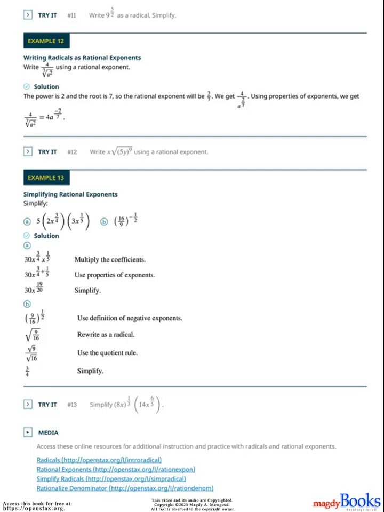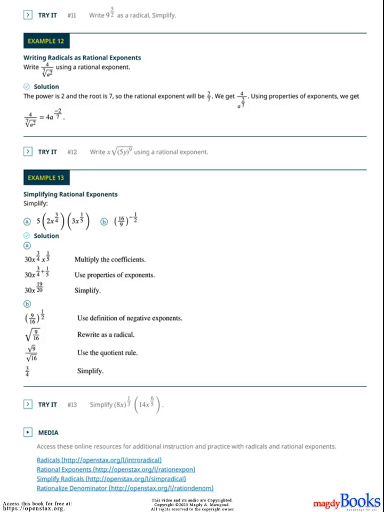Simplify. B. (16 over 9) to the power of negative 1 over 2. Equals (9 over 16) to the power of 1 over 2. Use definition of negative exponents. Square root of 9 over 16. Rewrite as a radical. Equals square root of 9 over square root of 16. Use the quotient rule. Equals 3 over 4. Simplify. Try it, number 13.